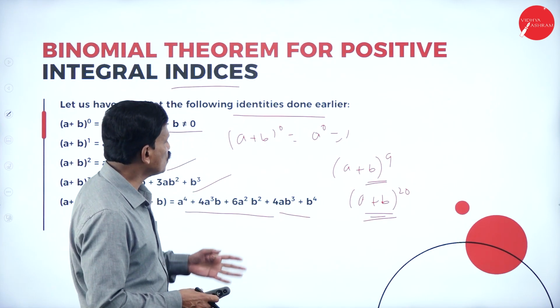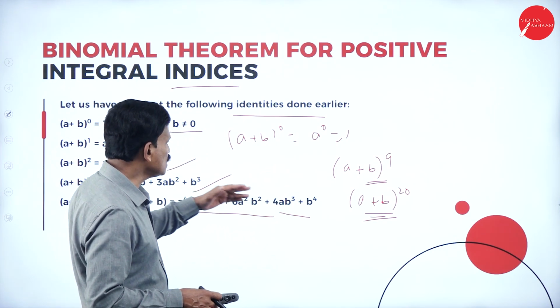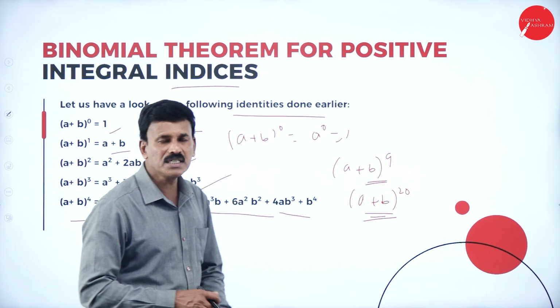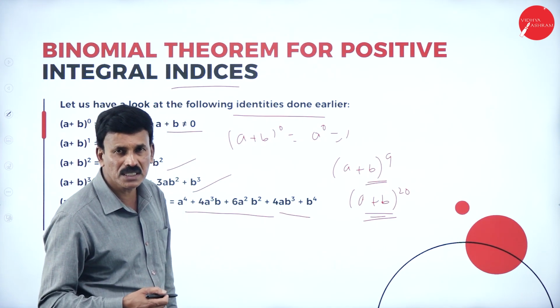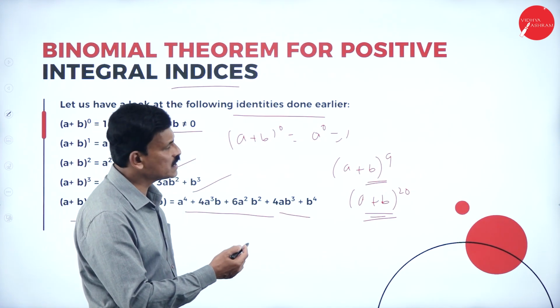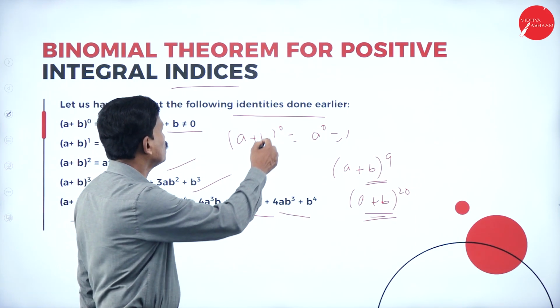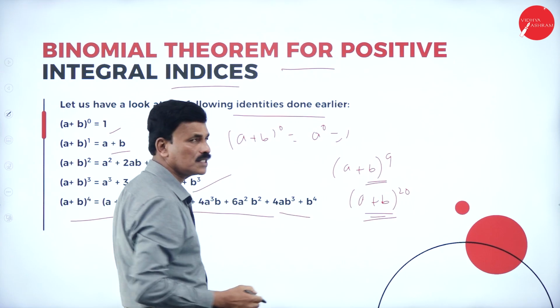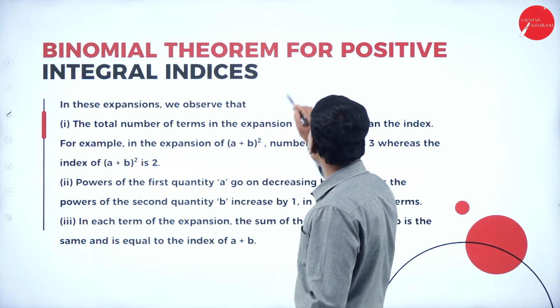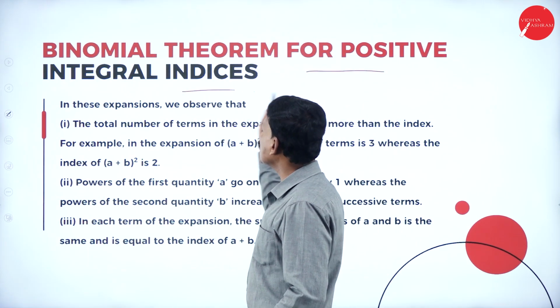So therefore, in order to express these quantities, it is very difficult to simplify the repeated factors. So therefore, this can be expanded with the help of the binomial theorem. That is called the binomial theorem. Now let us know about the binomial theorem for positive integral index.